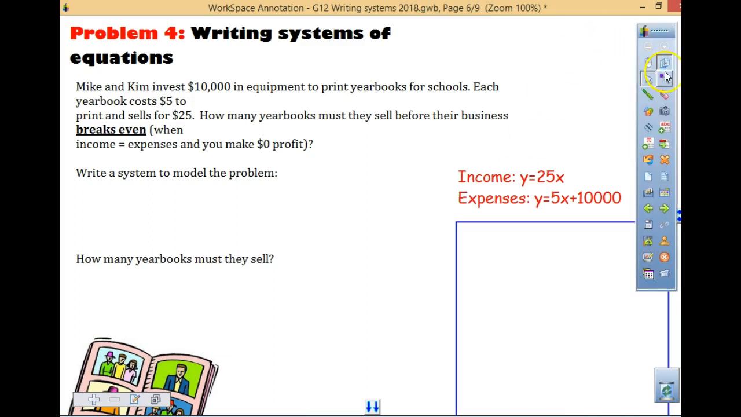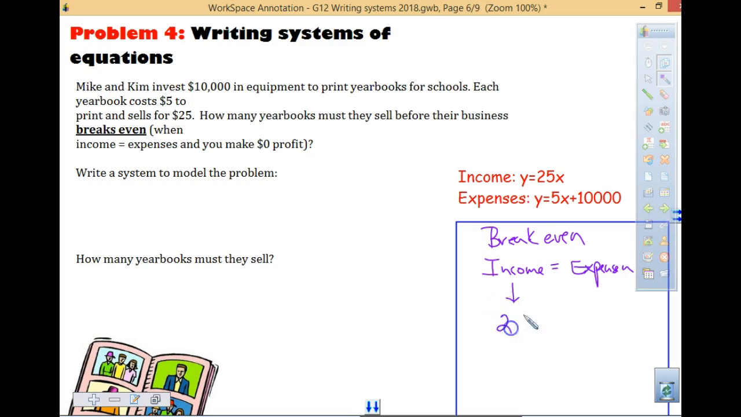And what they tell us is that in order to find this break even, we are now going to try and find what's called the break even point. The break even point is where income equals expenses. My income was 25x. My expenses was 5x plus $10,000. We are going to solve this one.